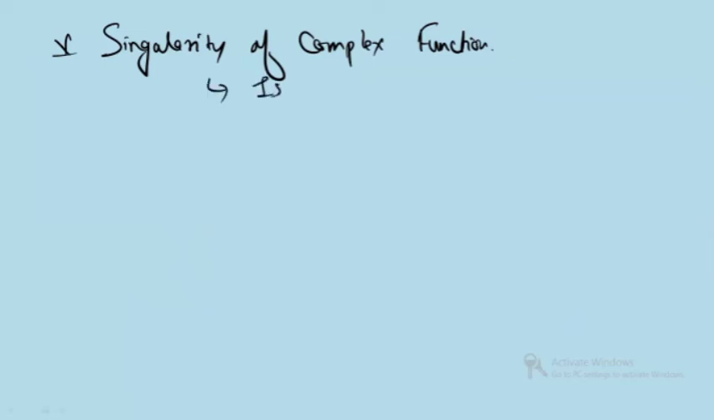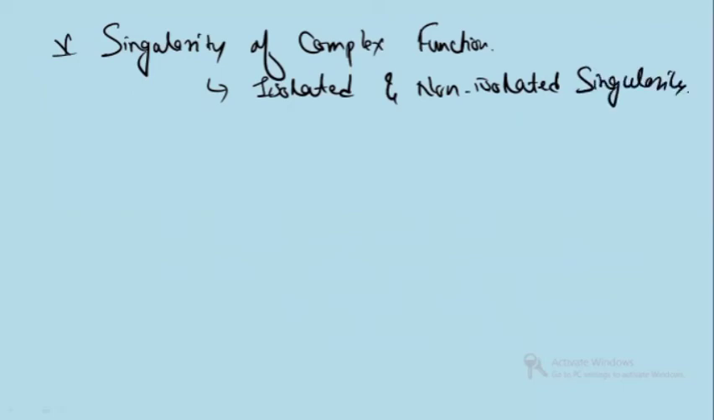Singularity of complex function. Clear? So in singularity of complex function, we will discuss singular points. We will see the isolated singularity and non-isolated singularity. I am just giving you an overview of what topics we will be discussing, and under each heading, what are the topics and subtopics that will be there. Clear?